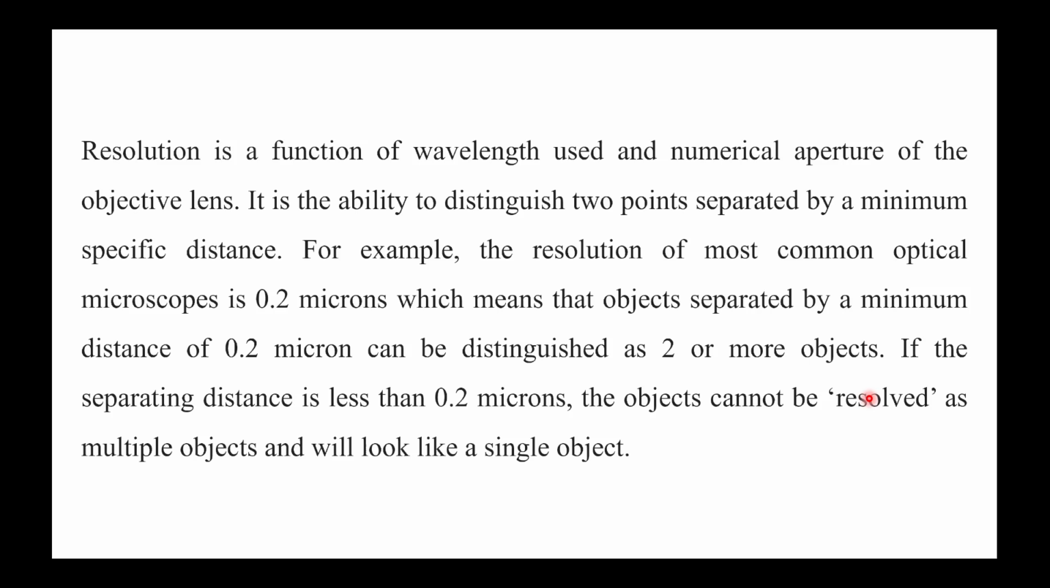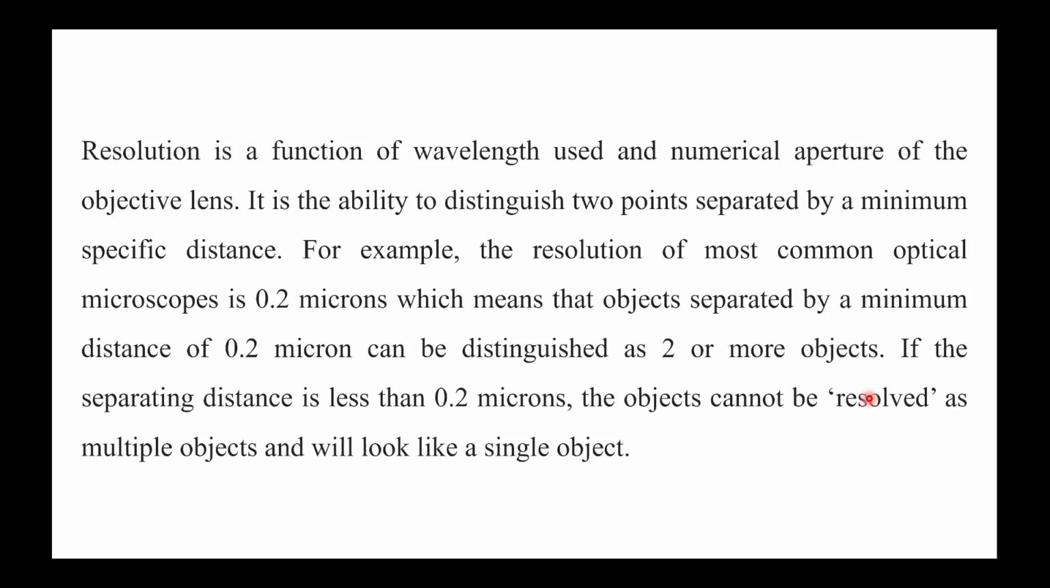Okay, so it's a function of wavelength used, as we have seen in the numerical question. So resolution is a function of wavelength used and the numerical aperture. Resolution was equal to 0.5 multiplied by the wavelength divided by the numerical aperture. So it depends on both wavelength and the numerical aperture. It is the ability to distinguish 2 points separated by a minimum specific distance.